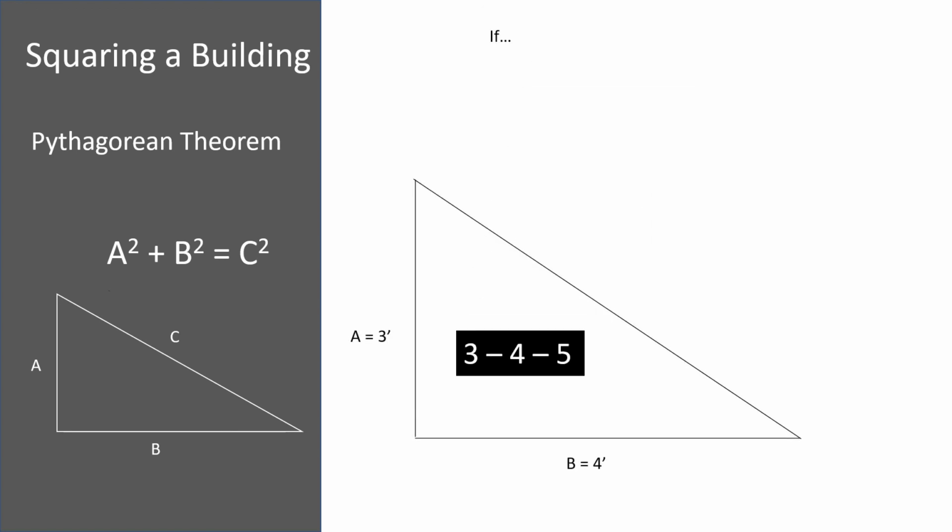So we already know the answer to this problem. A equals 3, B equals 4, because we're familiar with the 3, 4, 5 method. But we want to learn why it works. A equals 3, B equals 4, C equals what? That's what we learned with the Pythagorean theorem, using A squared plus B squared equals C squared.